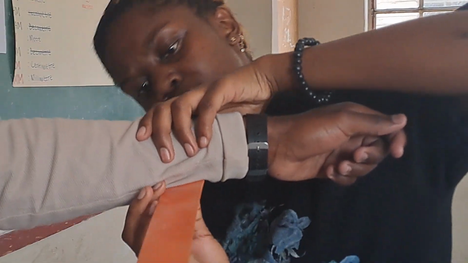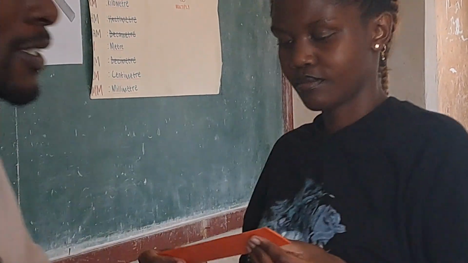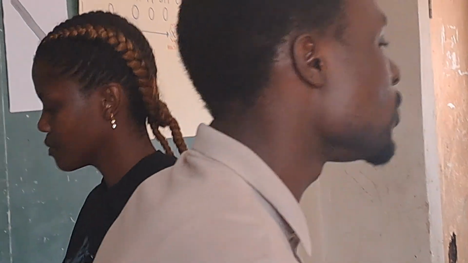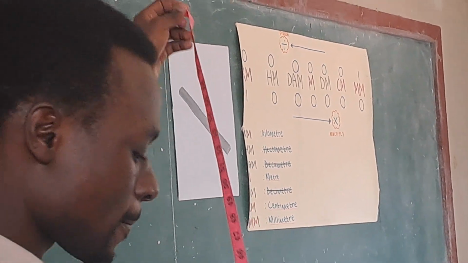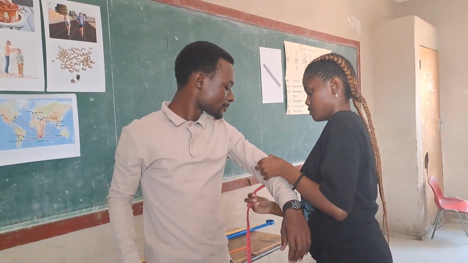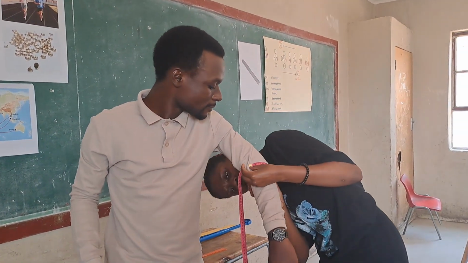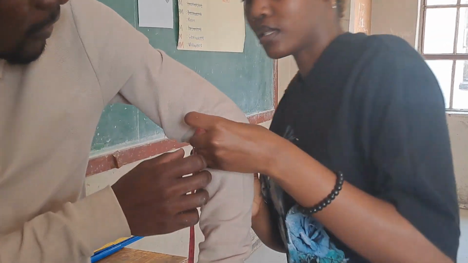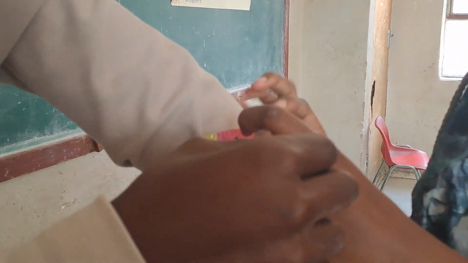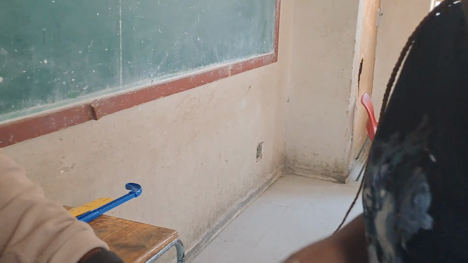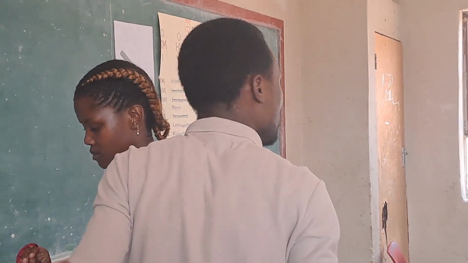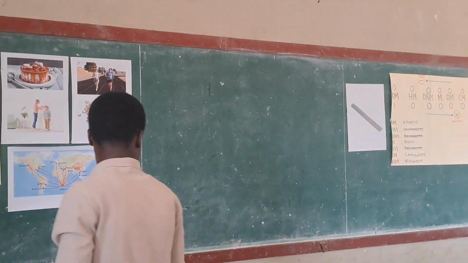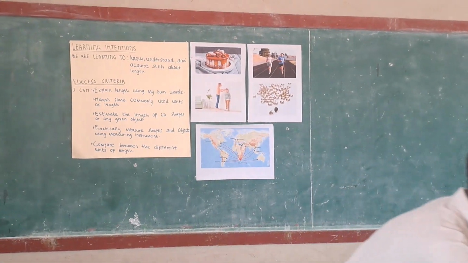Then you see that the ruler is not rolling. It's not going with the shape. But when you use this one, can you use this one to measure my arm? Then you see, you are going to get the proper measurement. Yes, you are going to get the proper measurement. So you can't use a ruler as a tailor would. So, our success criteria.